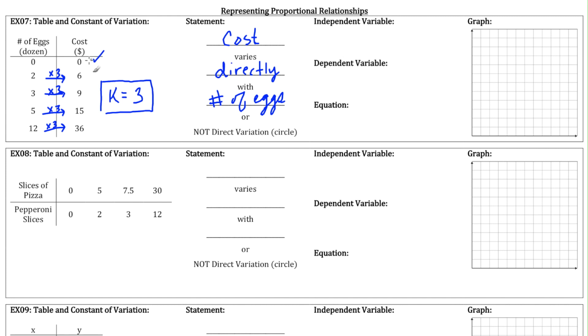Now let's talk about my dependent variable. In this case, I'm going to use this one, remember. So this is my dependent variable. This is the cost. We are measuring that using money. And that will depend on the number of eggs. So let's use E. Number of eggs. And we are measuring that in dozens.